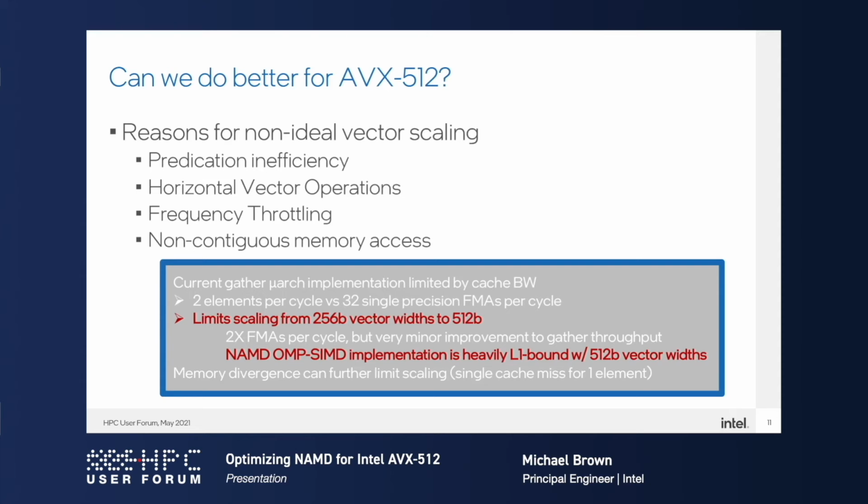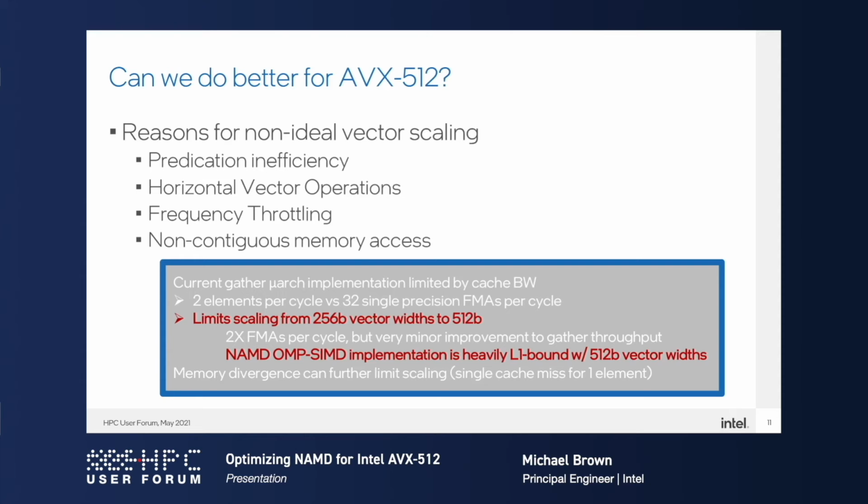Horizontal vector operations are used where shuffles sum up elements within a vector register. We get frequency throttling because doing more math requires more power. And finally, we have non-contiguous memory access from gathers and scatters in the loop. This can be significant because current gather implementations are limited by the cache bandwidth. So we gather 2 vector elements per cycle versus doing 32 single precision FMAs per cycle.